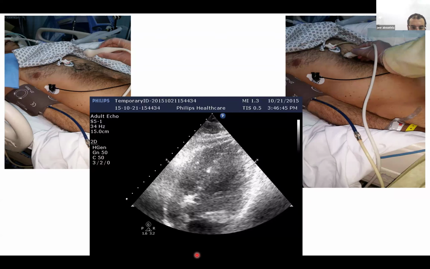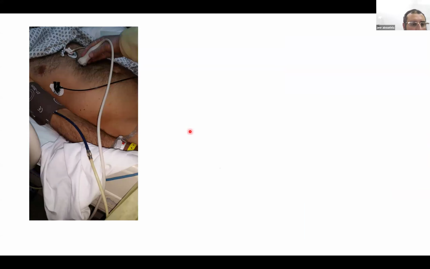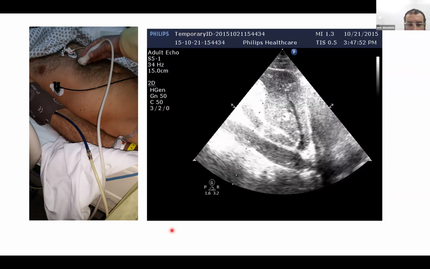I think this video is not running. It's not clear. No problem. Then we rotate the probe 90 degrees, so the indicator of the probe will be directed cephalic towards the head like this. The video is not running also. Anyway, this is the picture of the IVC.